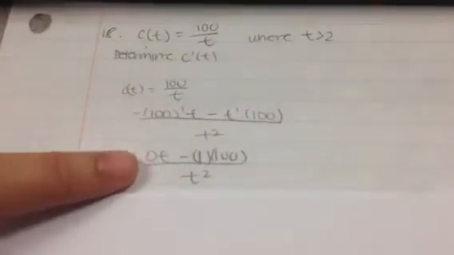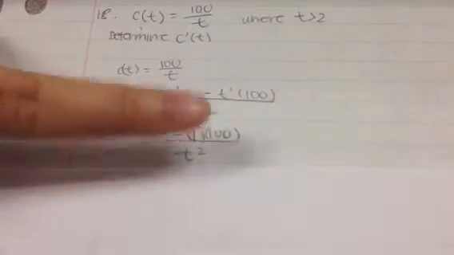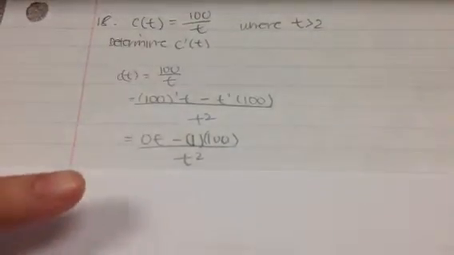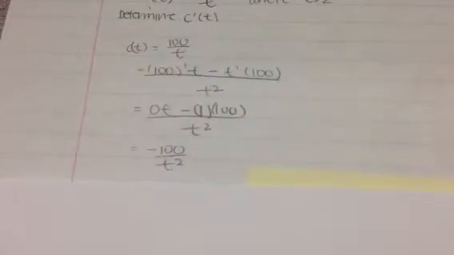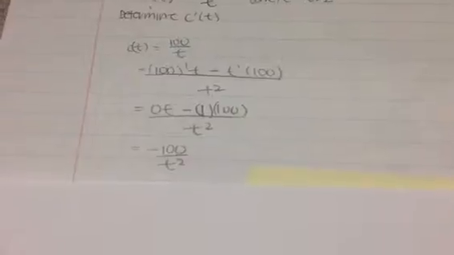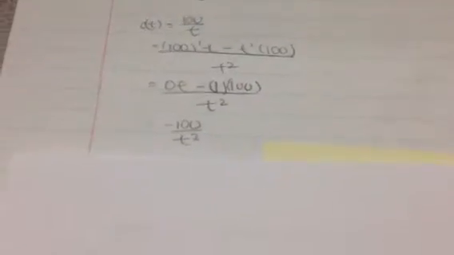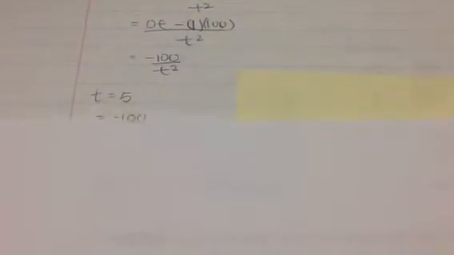The constant rule indicates that 100 becomes 0, times t is still 0, and t prime becomes 1, times 100 is negative 100 over t squared. So our derivative function is negative 100 over t squared. So now we will input the times for 5, 50, and 100 minutes.